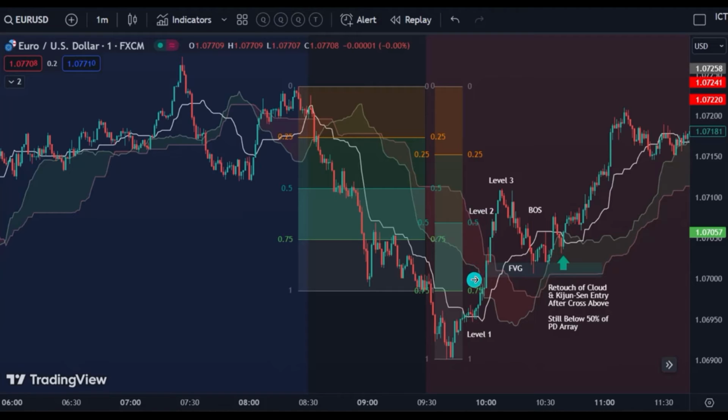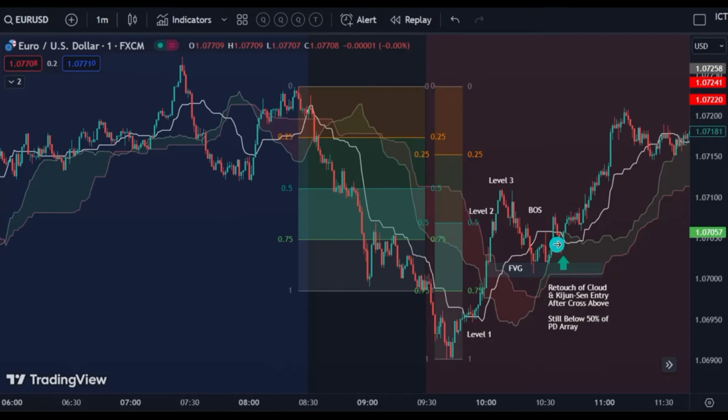Instead, you can be patient and wait for level 3 retracement to come back to the Kijun-Sen line or to the cloud. We see that does occur here. Price comes down into this fair value gap after crossing the Kijun-Sen line. Then it touches the cloud. And once price crosses back above the Kijun-Sen line, then we know that price is looking to go higher.